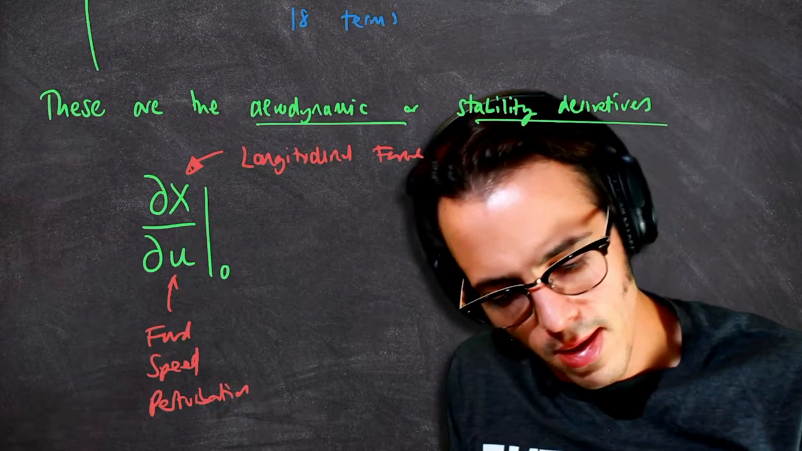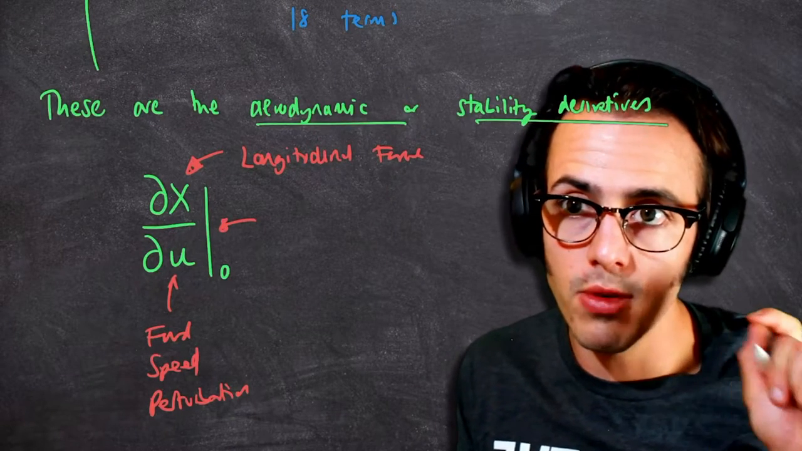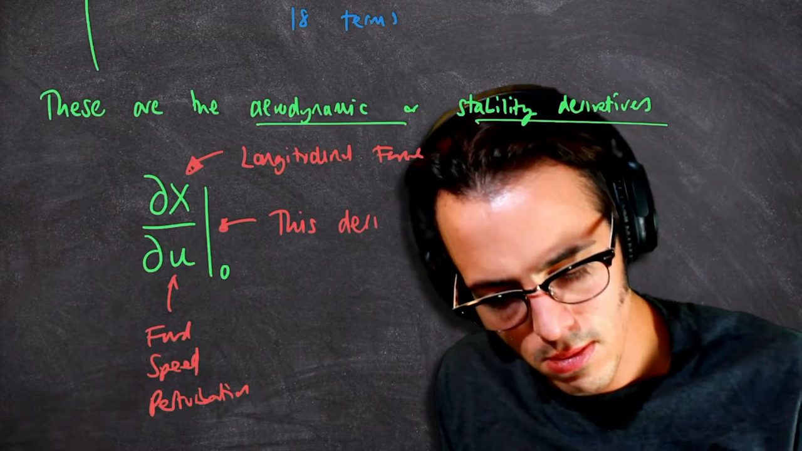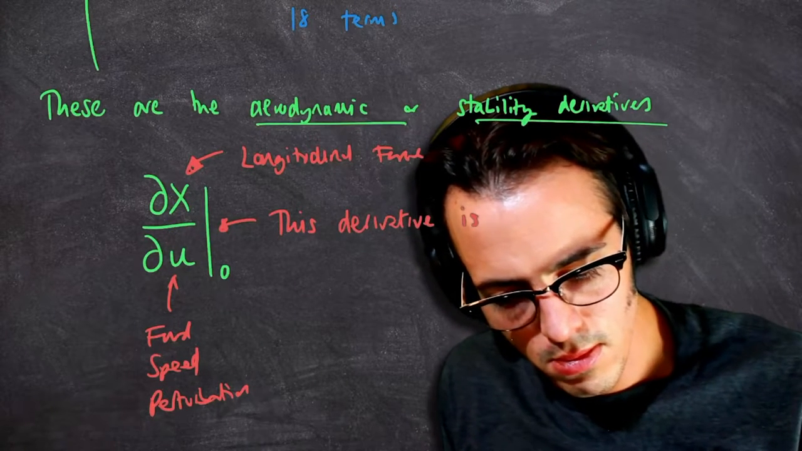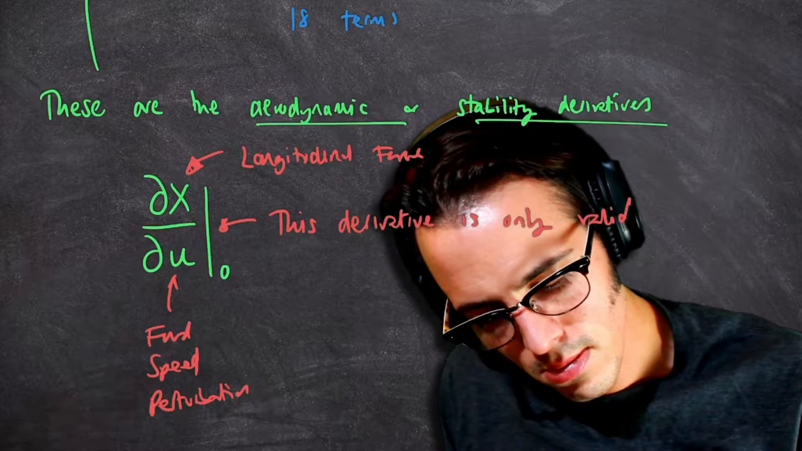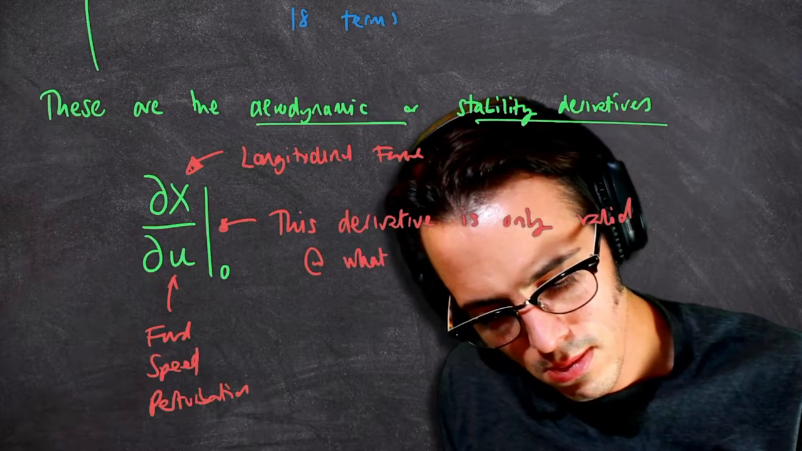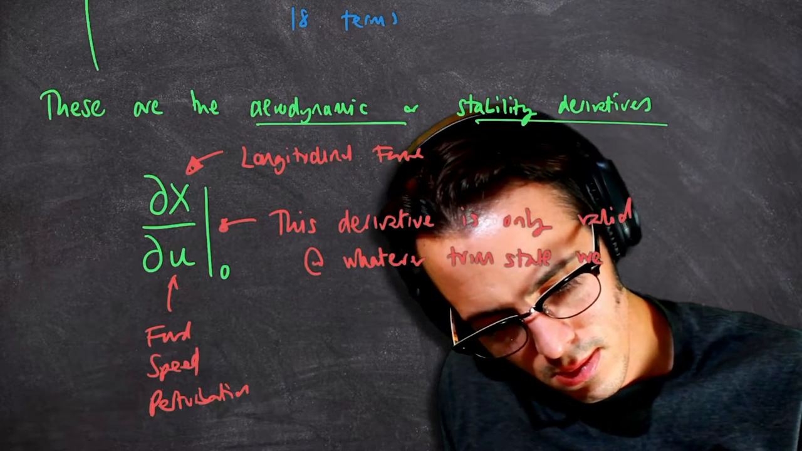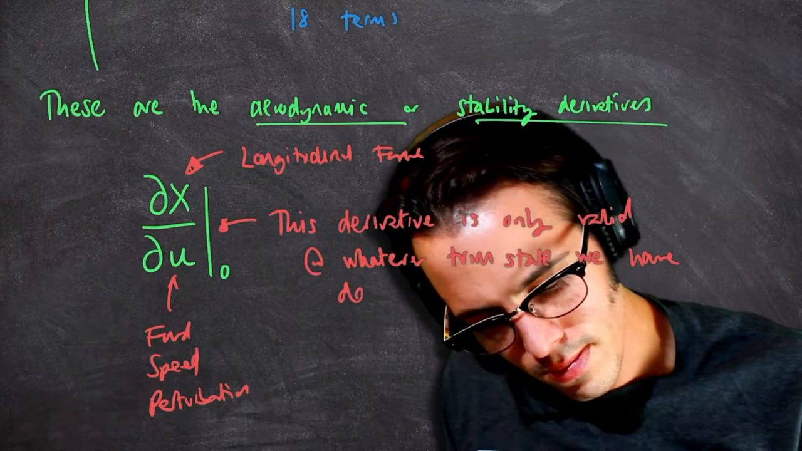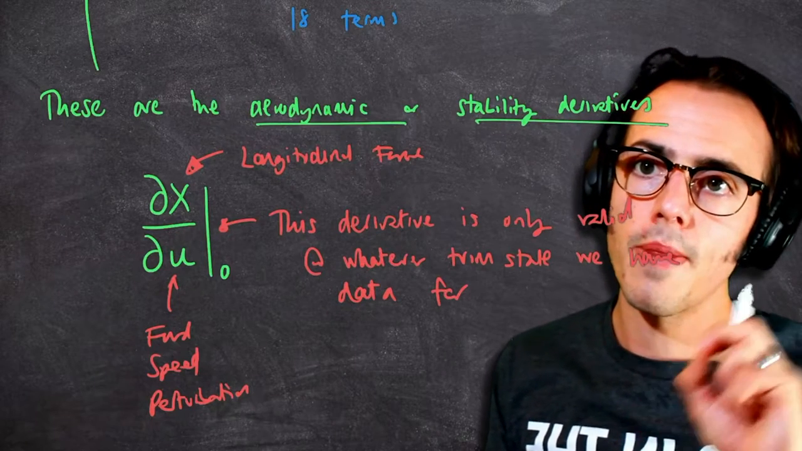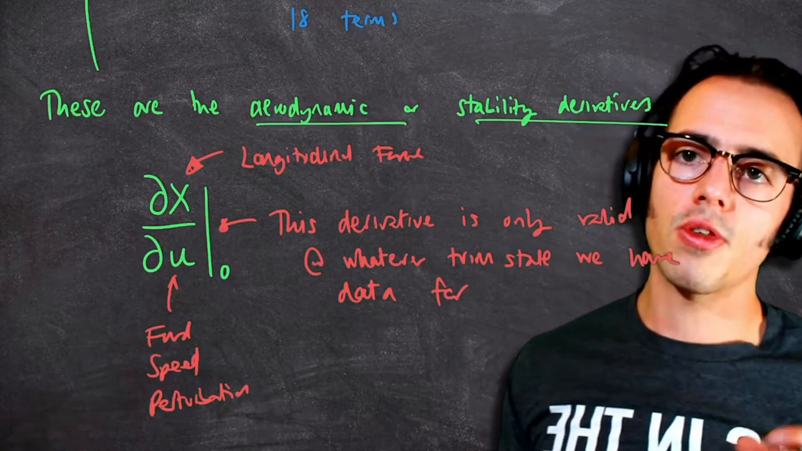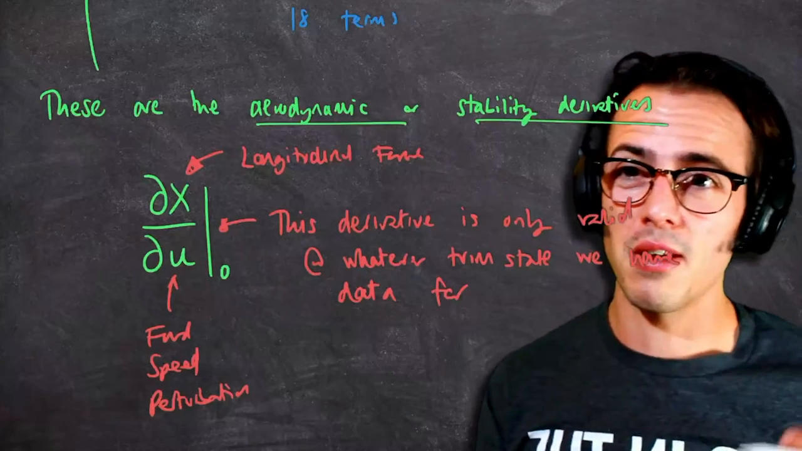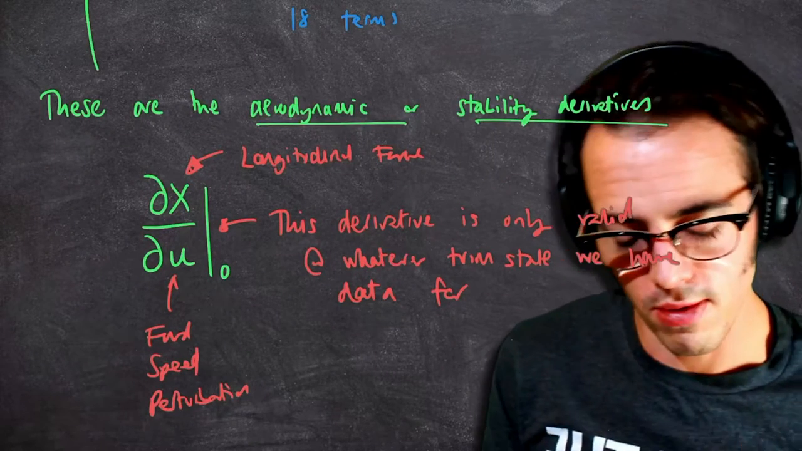Now what we mean by this pipe is that this derivative is only valid around the trim state for which we've evaluated it. So you'll end up seeing these stability derivatives put in different sets of data for different aircraft. And then they'll be denoted, i.e. the aircraft is in cruise, power approach, landing. And that's when those derivatives are valid for.